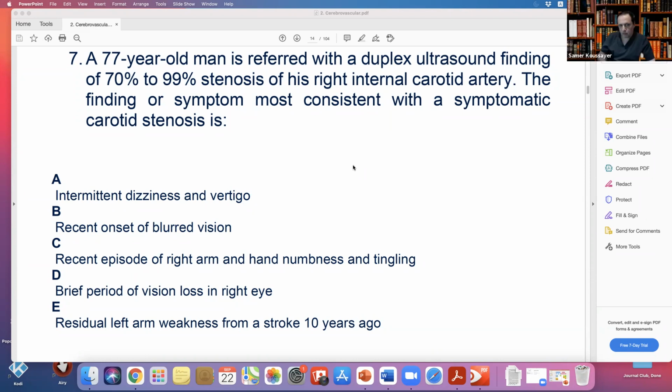And the left arm weakness: yes, left arm weakness would be from the stroke, and if he said like within 3 months, yes. But because he said 10 years, this is more than 6 months, so we cannot consider it symptomatic. This is very important, okay? This is just to know what the symptoms are. So the finding most consistent with a symptomatic patient is the vision loss in the right eye. Okay, thank you.